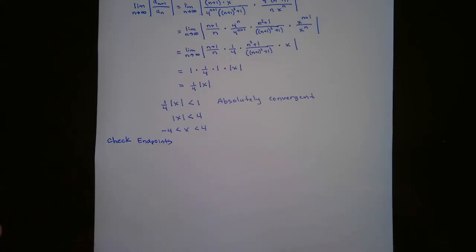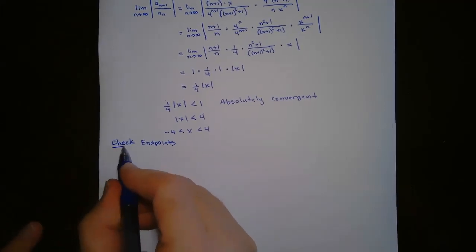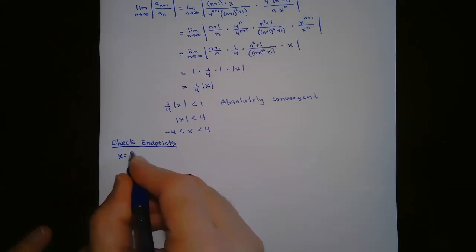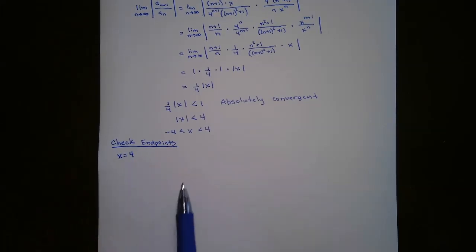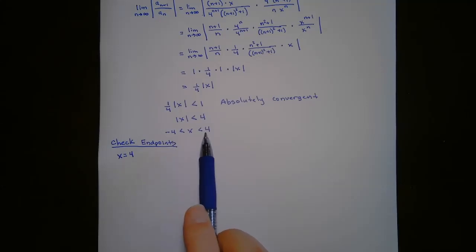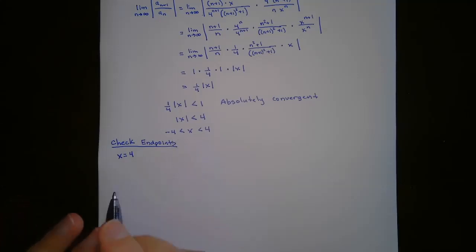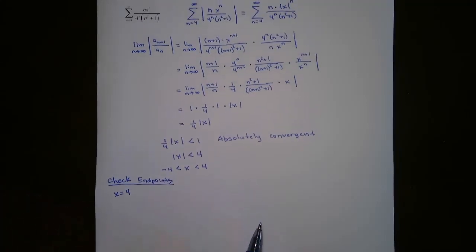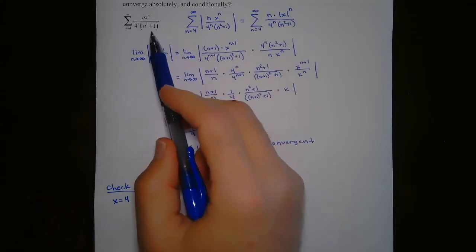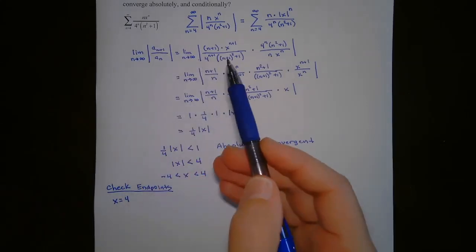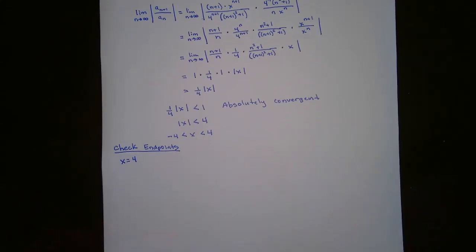the way we're going to check our endpoints is we're going to put in x equals 4. Now our endpoints for this interval are -4 and 4, and right now we're not including them. So that changes everything, because back up here on our original series, we have an x. So to check the endpoints, we replace this x with a 4, and then we check the absolute convergence of that series. And that's how you do it.